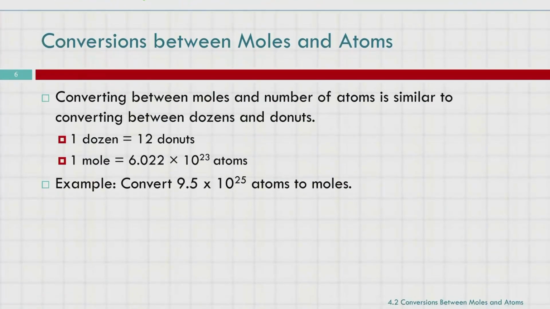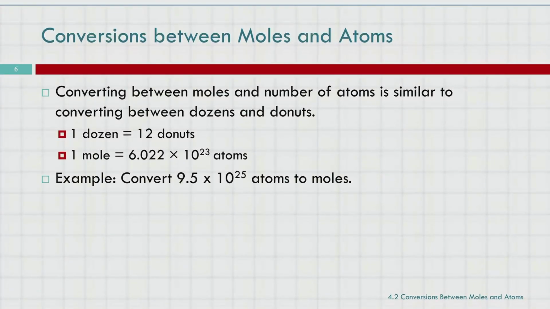So the way that we use 1 mole is that we convert between 1 mole and atoms or formula units or molecules, just depending on what the context is. The basic idea is it's the Avogadro's number, 6.022 times 10 to the 23, of whatever the smallest unit is.